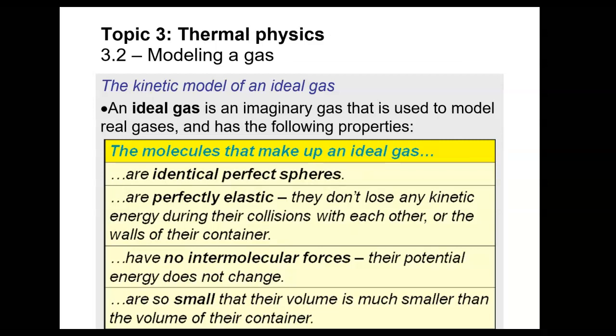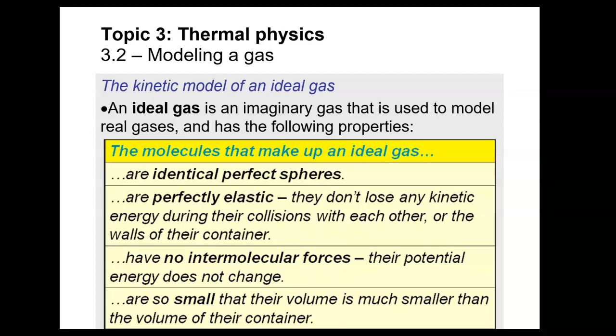An ideal gas is an imaginary gas that is used to model real gases and has the following properties. Again, you need to know what these are and be able to describe the properties of an ideal gas. Now, this is not the same thing as the difference between an ideal gas and a real gas. These are just the properties of an ideal gas.